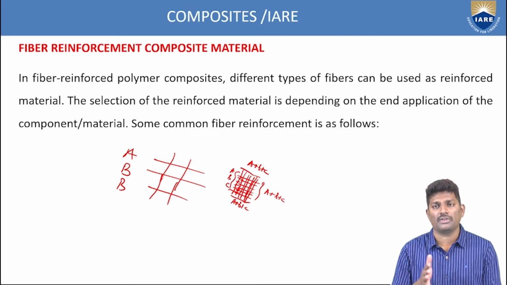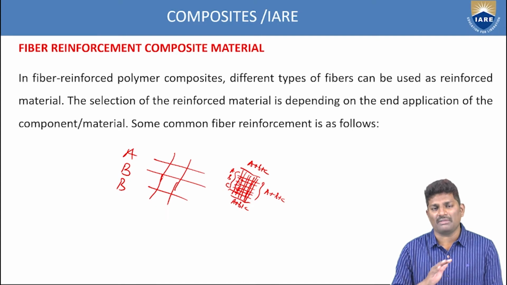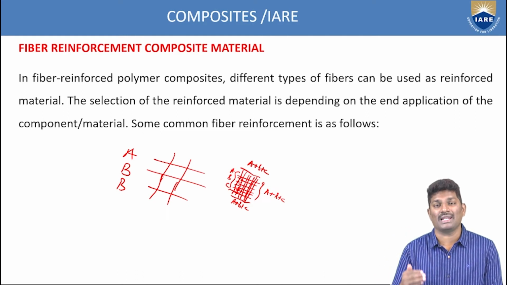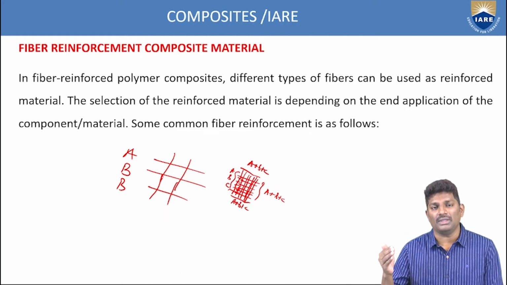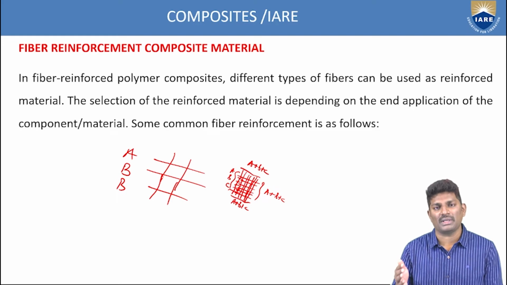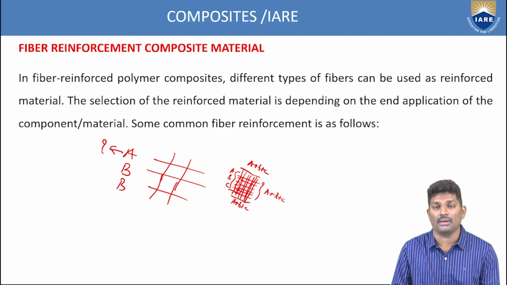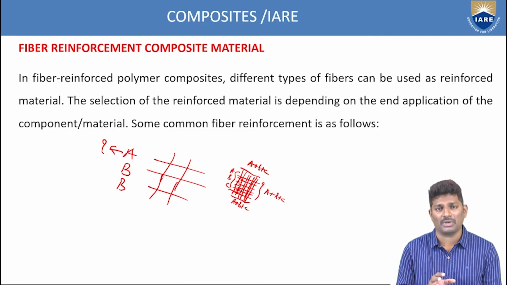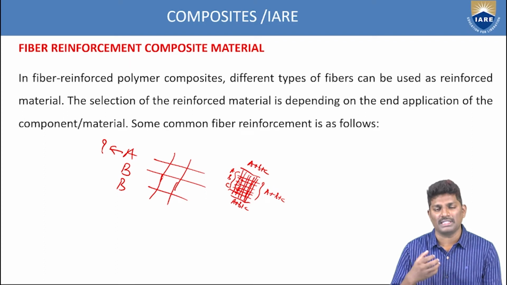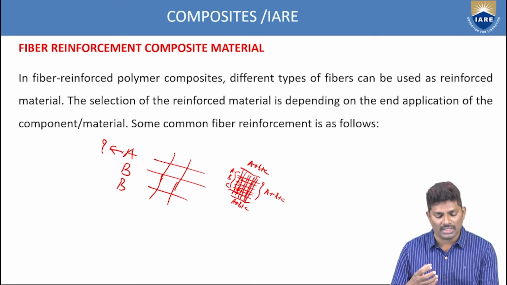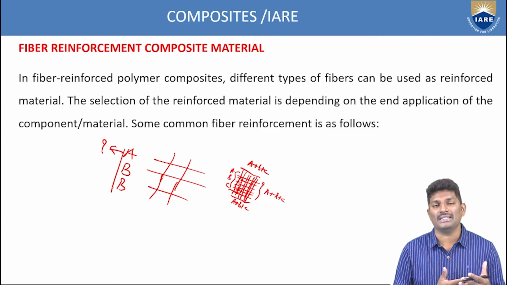Now the selection of reinforced materials depends upon the end application. What material are we selecting? This material has to be applied. So depending upon the type of application, you have to select what type of material is useful. How can you select these materials? You have to find out each property. If you know the property of each individual material, then by adding all these, you can get some uniqueness in these materials.